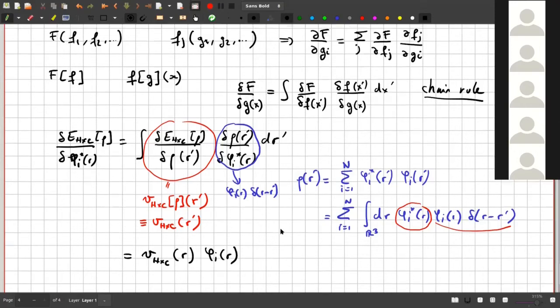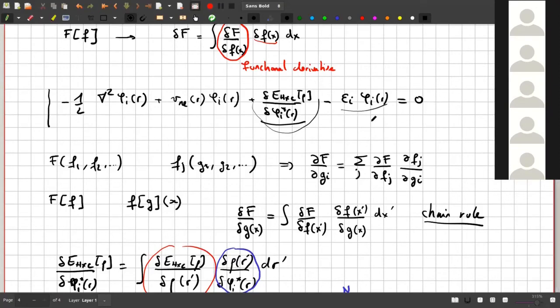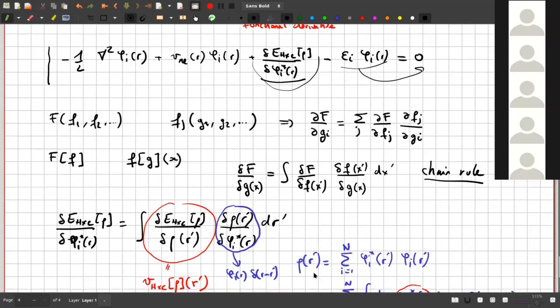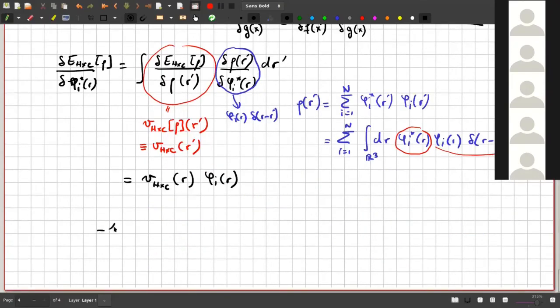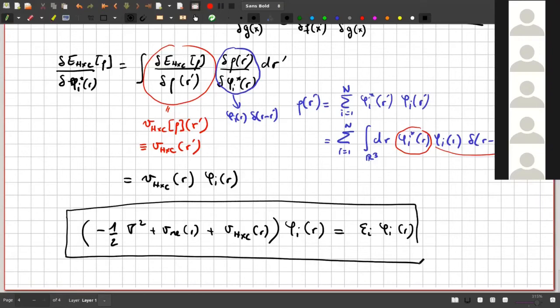Okay, so we replace it in this expression, and we can put this on the other side, and we finally find the Kohn-Sham equation in the following form. So minus 1/2 Laplacian plus V_ne of r plus the Hartree exchange correlation potential acting on the spin orbital phi I of r equals epsilon I phi I of r. Okay, so this is the Kohn-Sham equation giving you the Kohn-Sham orbitals.